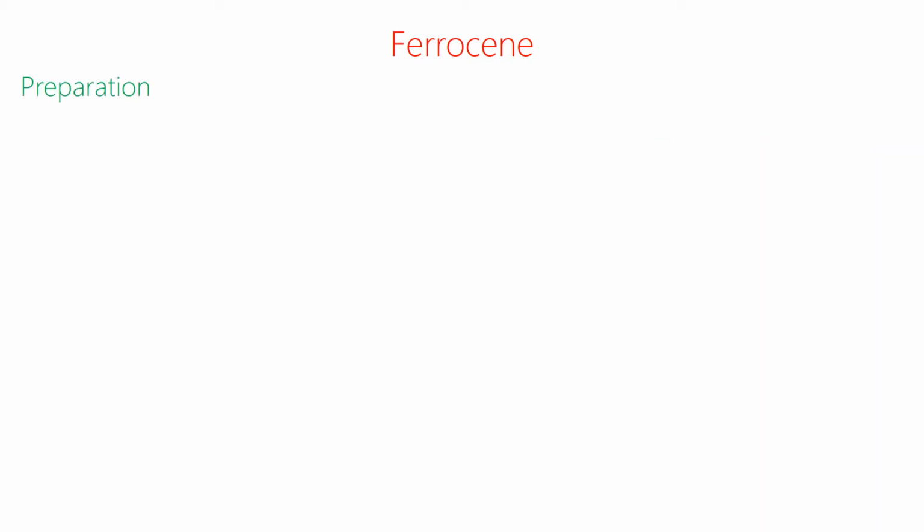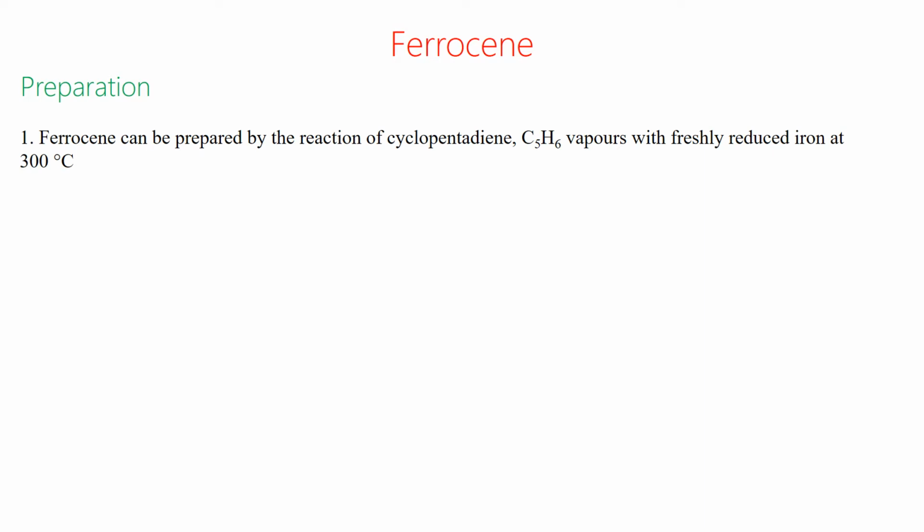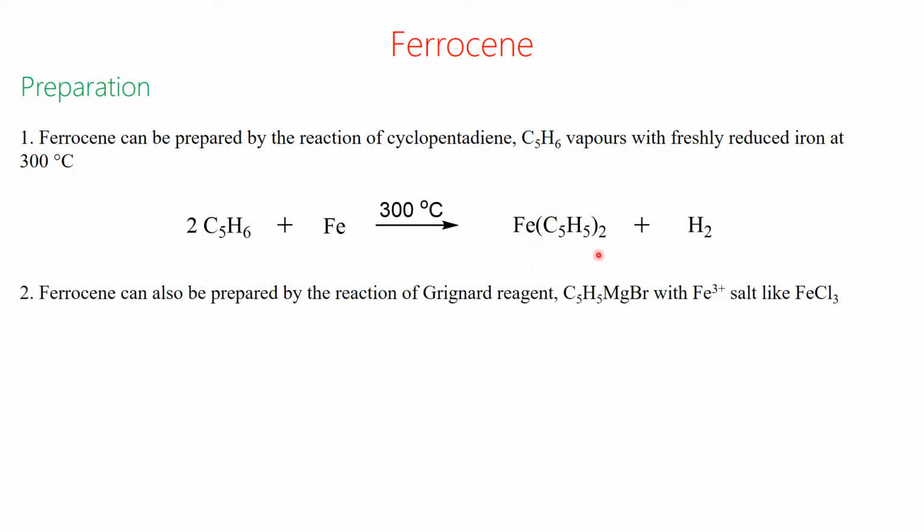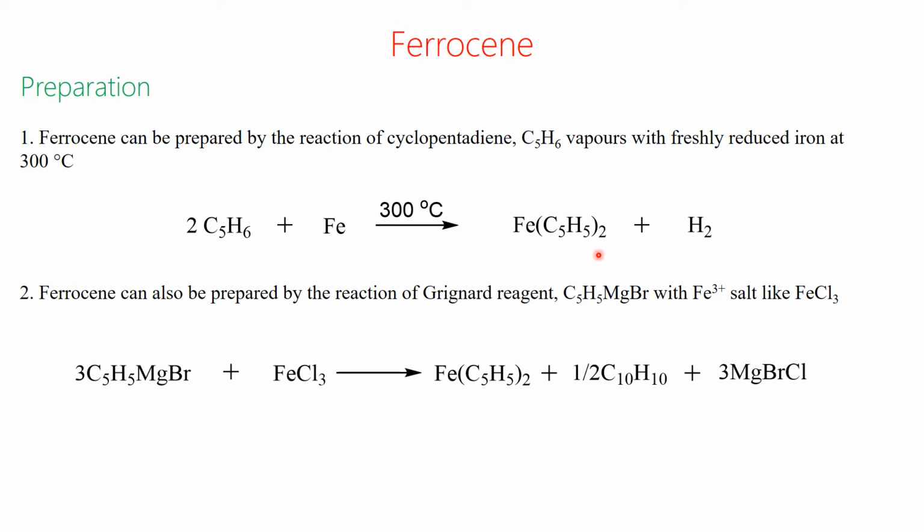Then let's come to the preparation. There are several methods, but I mention two here. First method: the reaction of cyclopentadiene vapors with freshly reduced iron at 300 degrees centigrade gives ferrocene, and hydrogen is liberated. Second method: using a Grignard reagent and an iron(III) salt like ferric chloride or ferric nitrate, we get the corresponding ferrocene.